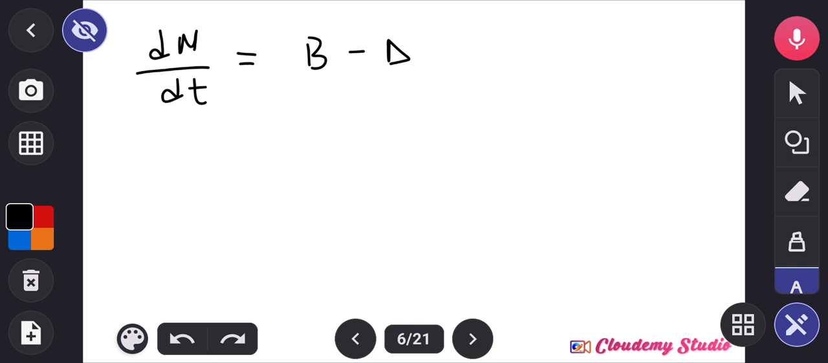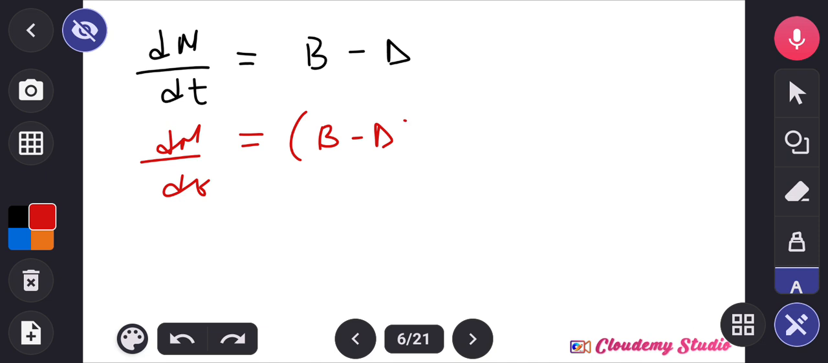We are differentiating, we are changing the number of population with respect to time, which means we can say that therefore dN/dt will be equal to (b minus d) multiplied by N. You understand?